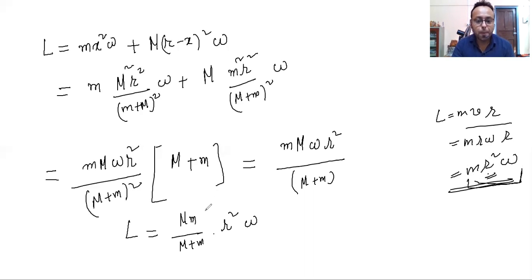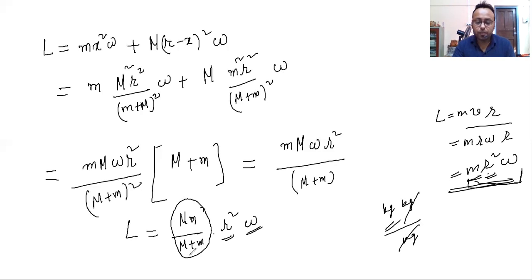Now you see r square is there, that means distance part is covered, omega is also there. But instead of one mass you have this term, Mm by M plus m. Now first of all, let's take the dimension of this. If I take all in SI, I'll get kg into kg divided by kg, gone, remain kg. That means the dimension of this is the dimension of a mass. That means it is representing a mass. So I will name this as, say, mu r square omega. This mu is representing that mass given by this term.